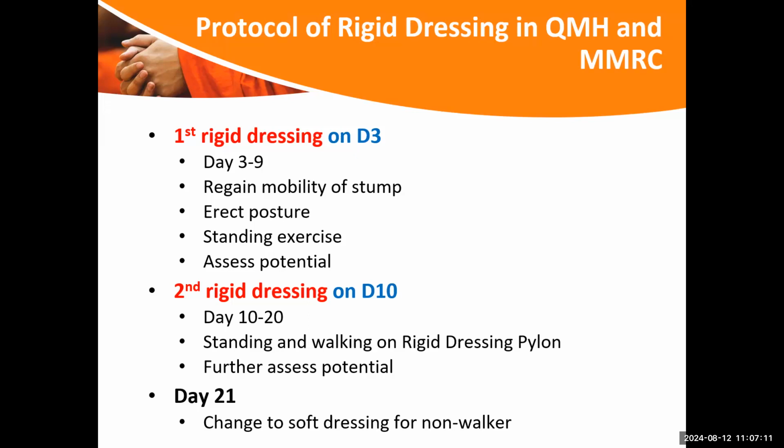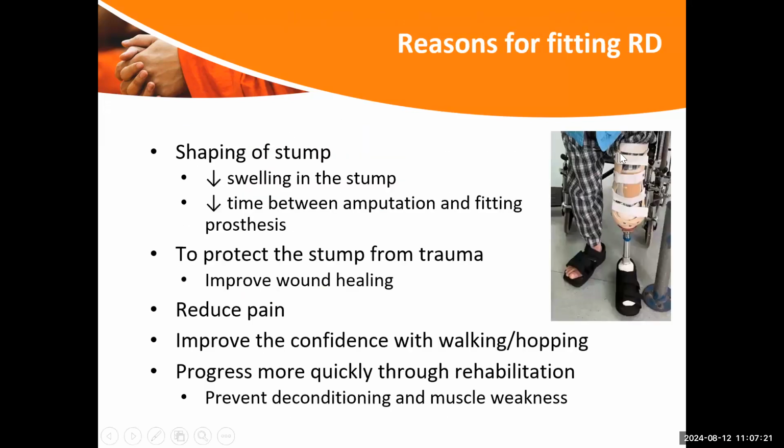So if you put on a socket, actually it's like squeezing an orange and smearing it around. But if you have a rigid dressing, you are very safe to put into the temporary prosthesis. This is the temporary prosthesis. Okay, so the patient can start weight bearing very early without damaging the wound at the very bottom part of the stump.